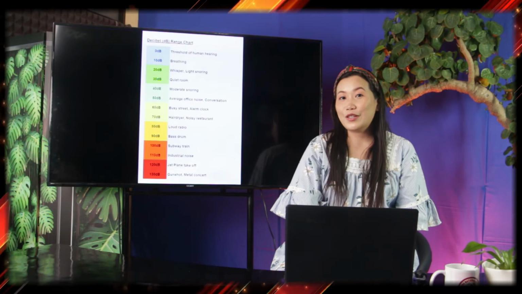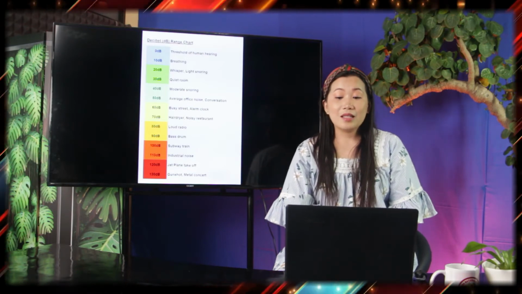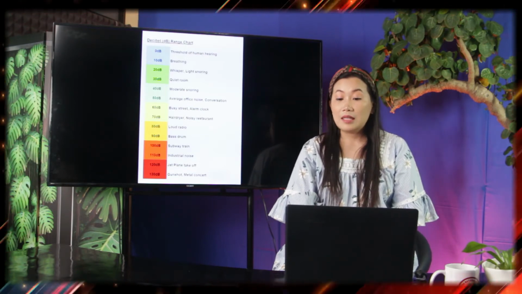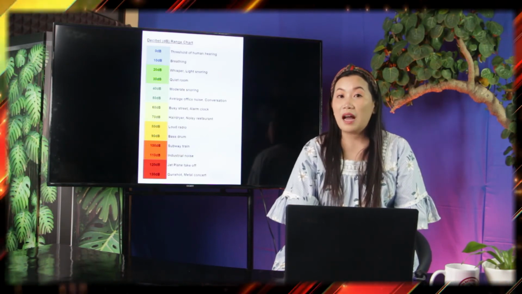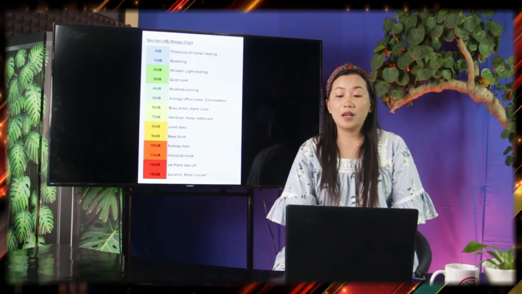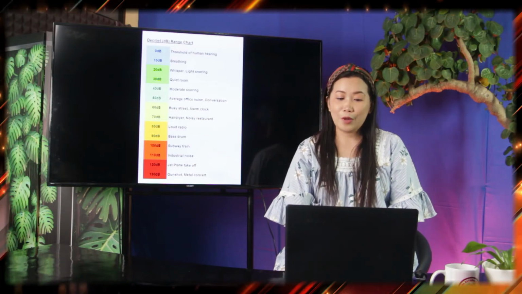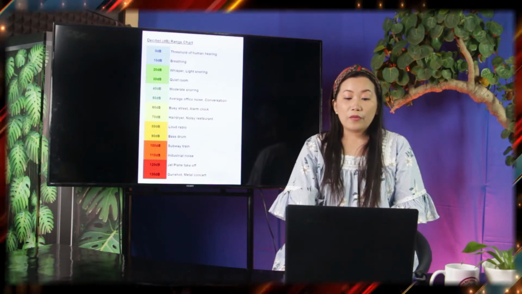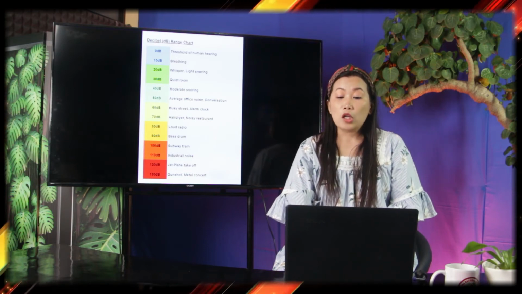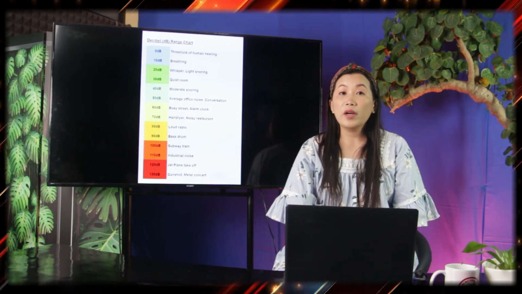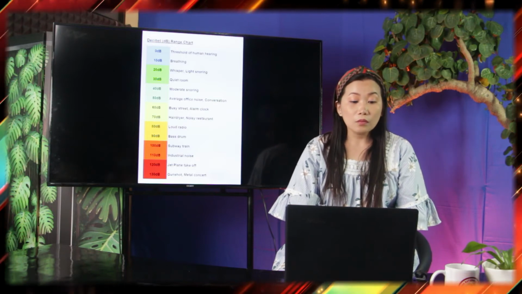To all listeners and viewers, this is the decibel range chart. Decibel is the unit for volume. It was named after Alexander Graham Bell, who invented the telephone. It ranges from the threshold of human hearing at 0 decibels to the human pain threshold of 130 decibels.